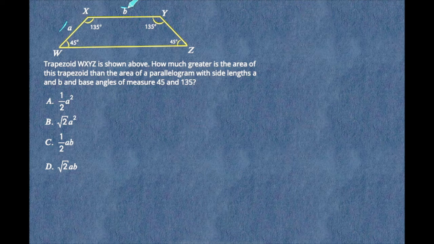Now we have to form a parallelogram inside this trapezoid. How do you form it? Here, if I draw a line, now these two lines are parallel and these two lines are parallel. Let's mark this point as P. So now W, X, Y, and P form a parallelogram.